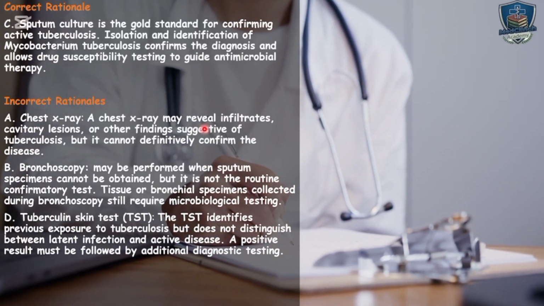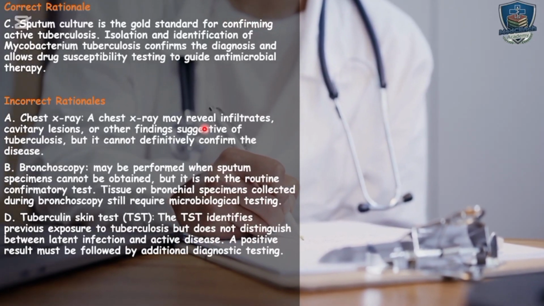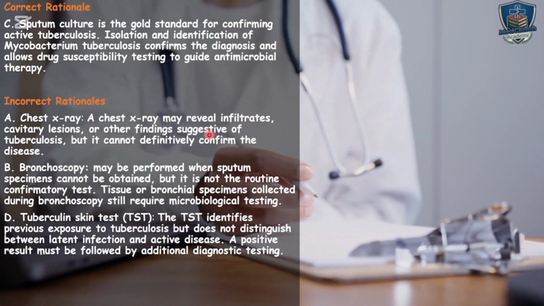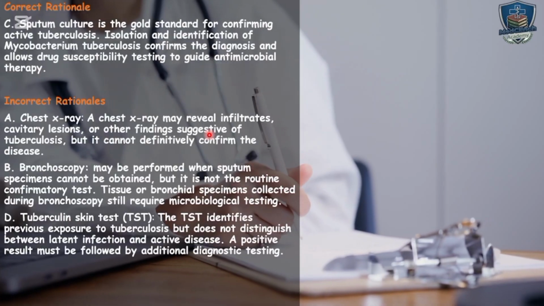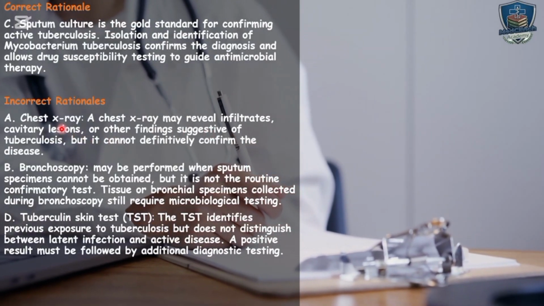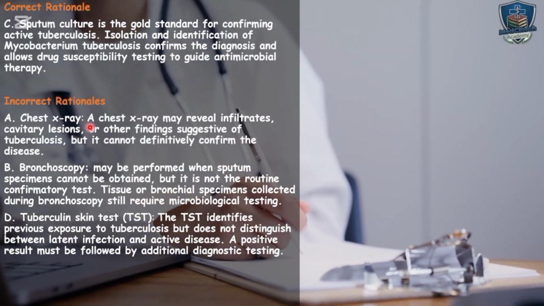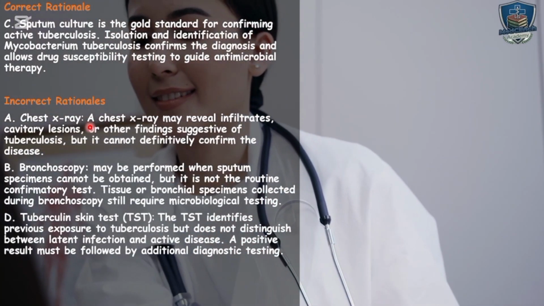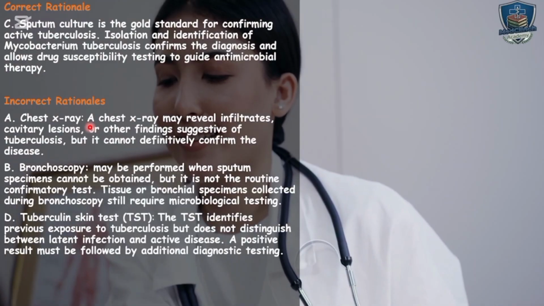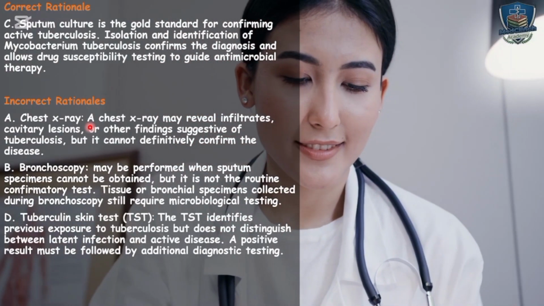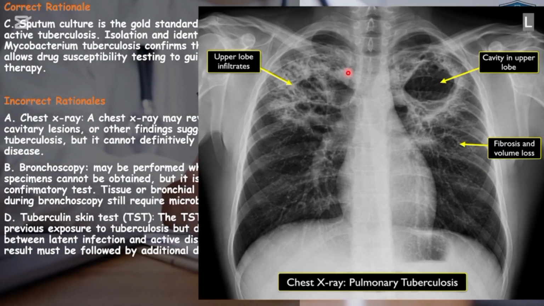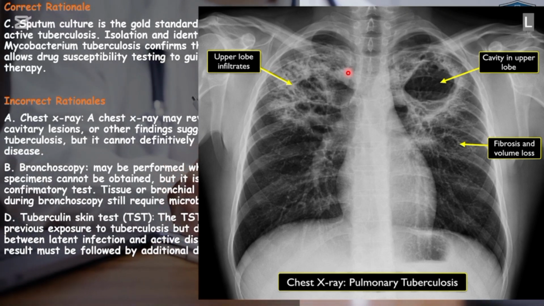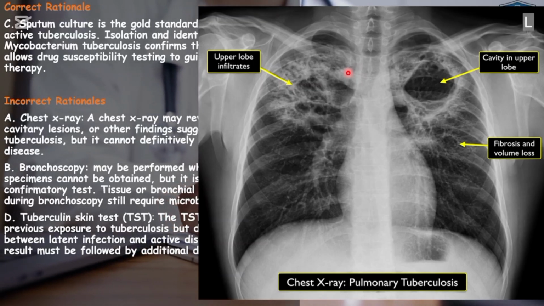We know that a chest X-ray may reveal the infiltrates, the cavitary lesions, or other findings that may be suggestive of tuberculosis. But that being said, the chest X-ray is not definitive of the disease, because there are other pulmonary diseases that may also manifest with infiltrates or cavities. So yes, chest X-ray may be used, but it's not confirmatory. It just supports the diagnosis. So after doing the culture, we may also do an X-ray just to confirm the pulmonary tuberculosis.